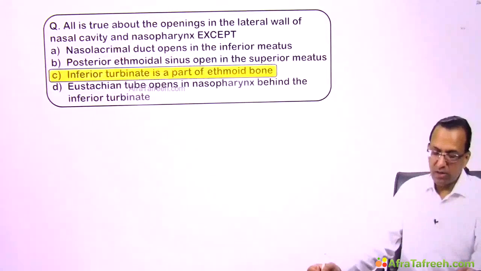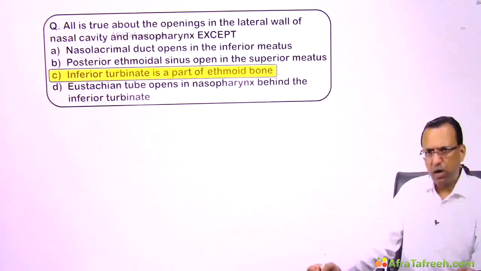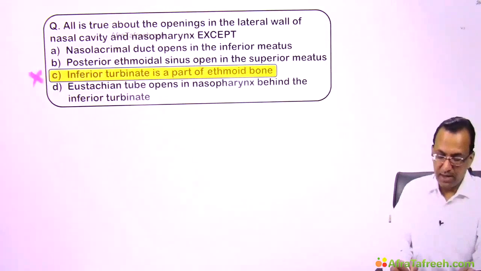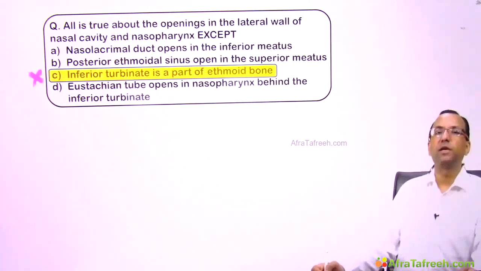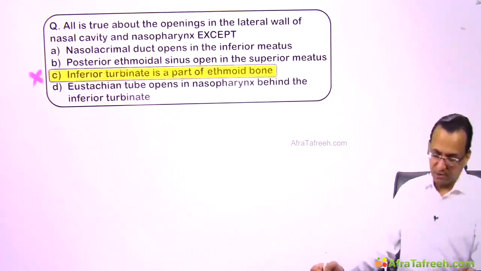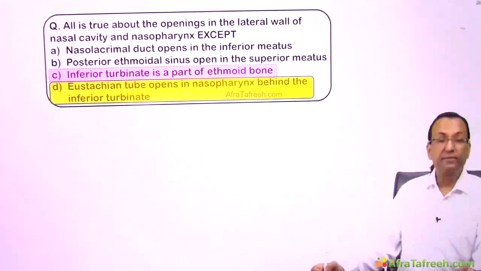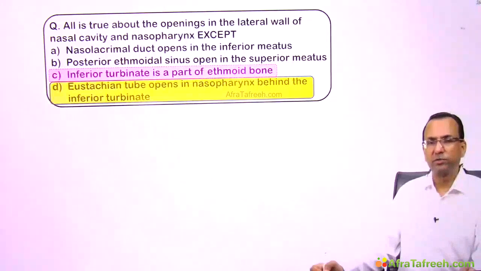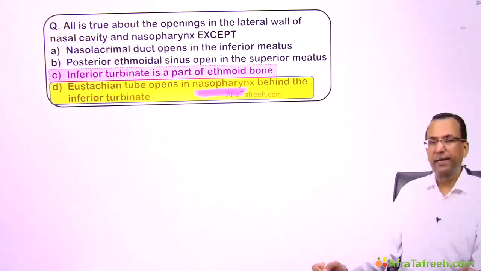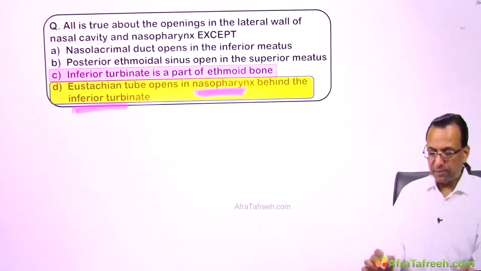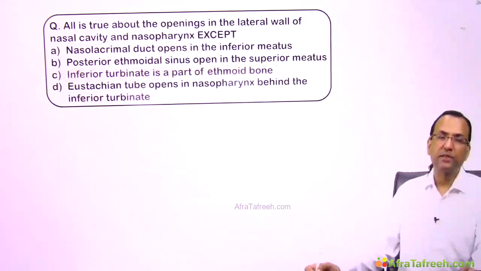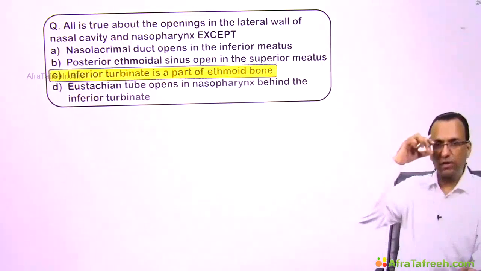And immediately you know that this is the answer. Why? Because the inferior turbinate is a separate bone. It's not a part of the ethmoid bone. The ethmoid bone gives only the superior and middle turbinate. It is not giving the inferior turbinate. That is wrong. This is the answer. Choice D is okay because the eustachian tube opens in the nasopharynx, behind the nasal cavity, behind the inferior turbinate. The problem is with choice C: it's a separate bone, not a part of the ethmoid bone. So that is your answer.